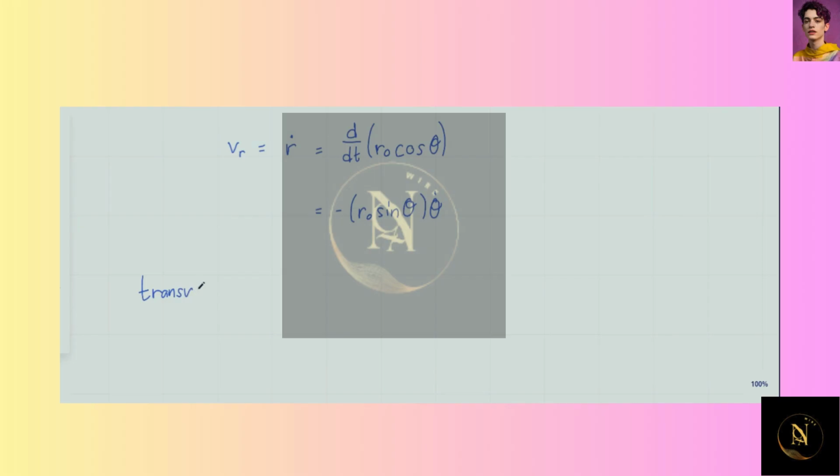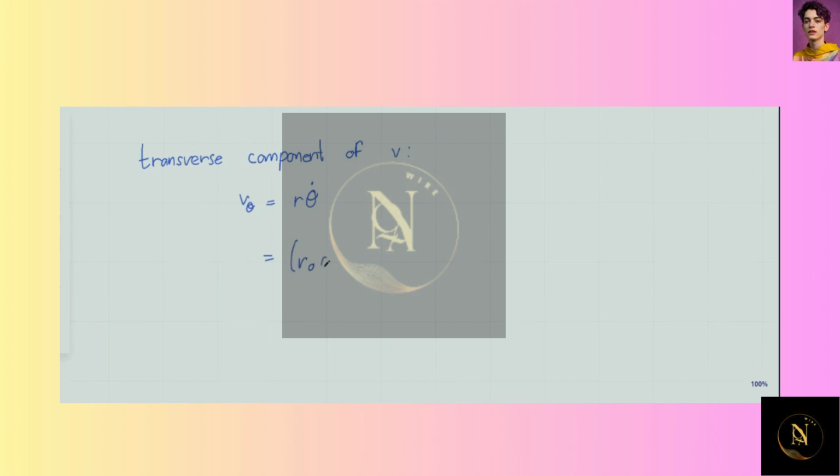Now, the transverse component of v, which is v theta, is equal to r theta dot. And using our expression for r, we get this to be r naught cosine of theta simply times theta dot.